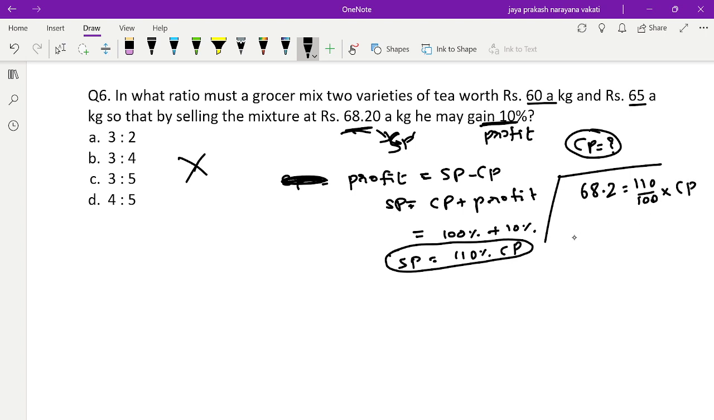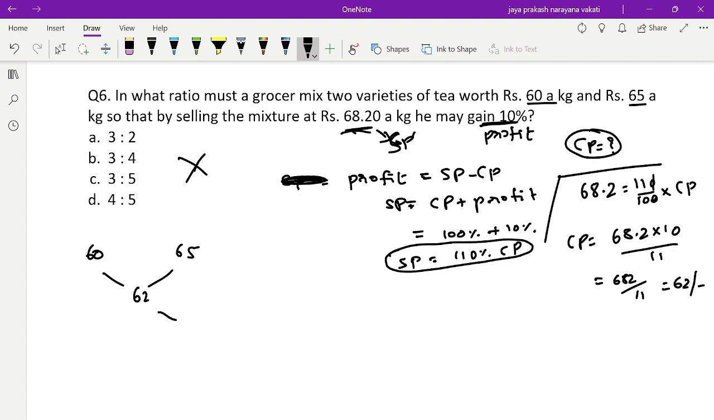So cost price equals 68.2 into 10 upon 11. Which is 682 upon 11. You'll get 62 rupees as my cost price. So now apply the butterfly method. Type 1 cost is 60, type 2 cost is 65, and the mixture cost I got is 62. So in what ratio do I need to mix? The difference of 62 and 65 is 3, 60 and 62 is 2. So I got the ratio 3 is to 2. Don't forget the butterfly method.